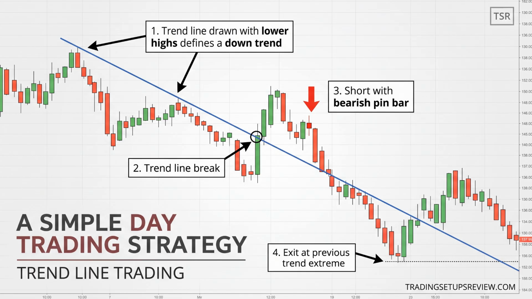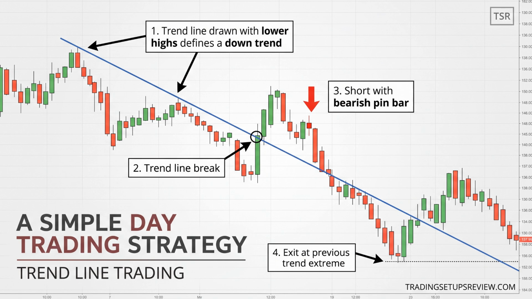This image illustrates a classic day trading setup called trendline trading, specifically focusing on a false breakout or trap strategy within an established downtrend. The chart uses Japanese candlesticks to represent price action and outlines a specific four-step methodology for executing a short sell trade. Here is the breakdown of the strategy as annotated on the chart.